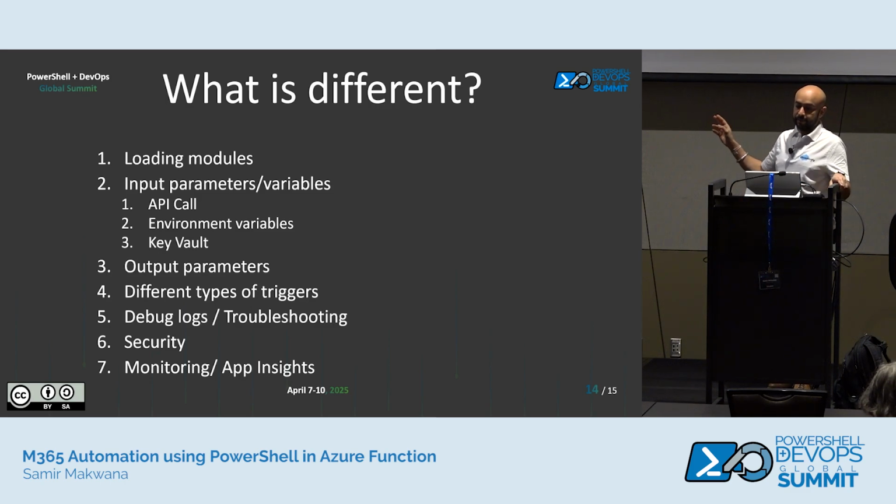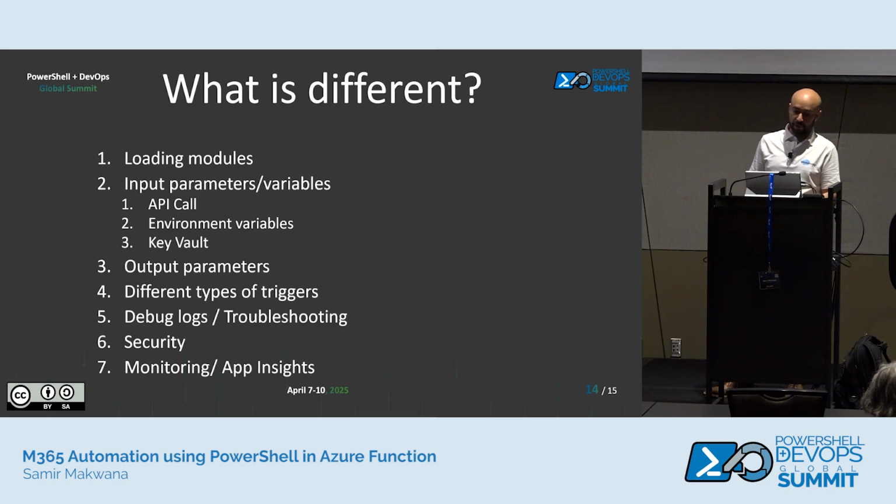So a different thing is debug log and troubleshooting. The way you troubleshoot on-premise PowerShell is not the same as Azure Function. It's a little bit different. It's not totally different, but there are different ways to do it, right? And security. You can have MFA. You don't need it in this one because it's a managed identity, but you can have so many things which are more secure and more highly available in Azure than your on-premise.